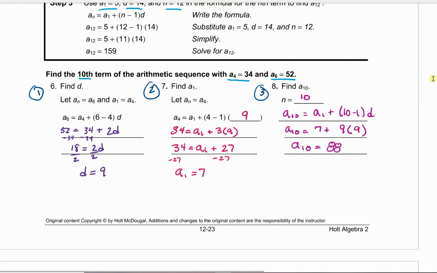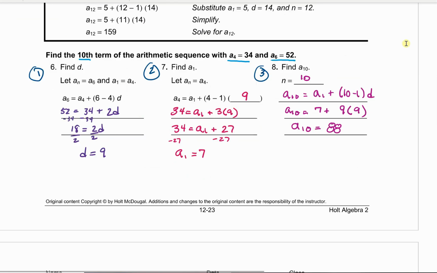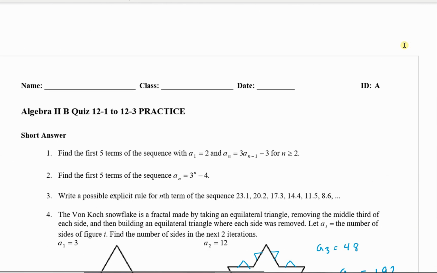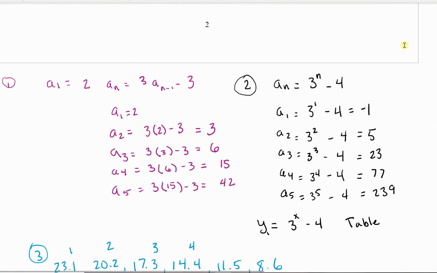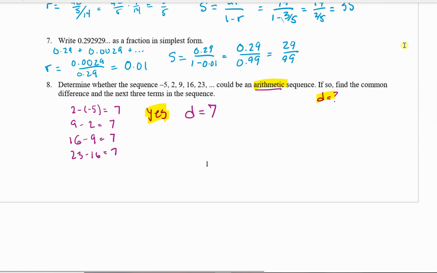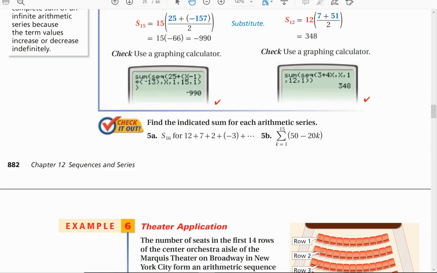So let's go back to the notes, and I'm going to scroll down until we have a blank page here. Got some preview, some stuff you're going to see, maybe, and let's do this. So we had S sub 16 for 12 plus 7 plus 2 plus negative 3. So let's try that one first.